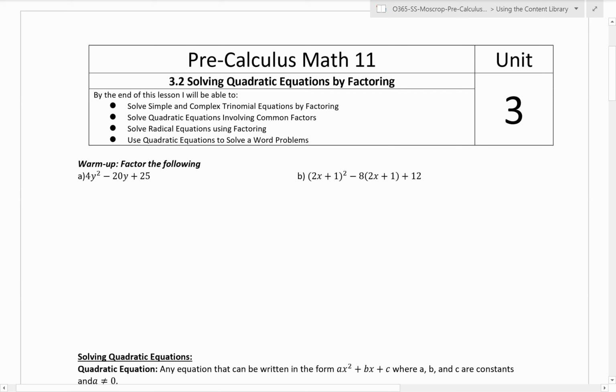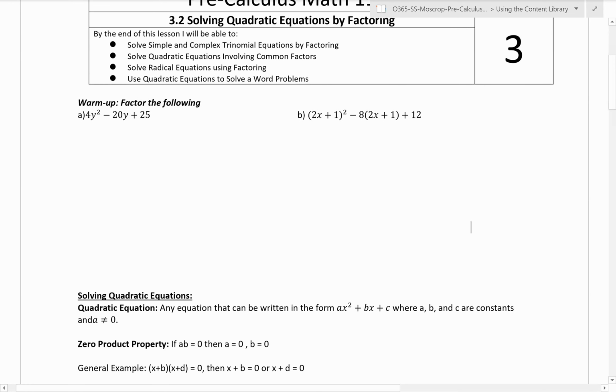Welcome back to the second lesson in Unit 3. We are going to take what we did in the first unit, factoring, one step further, and actually solve quadratic equations now. First, a quick review of how to factor some trinomials. The first one is a complex trinomial. Give it a try, and I'll show you the answer in a few minutes.